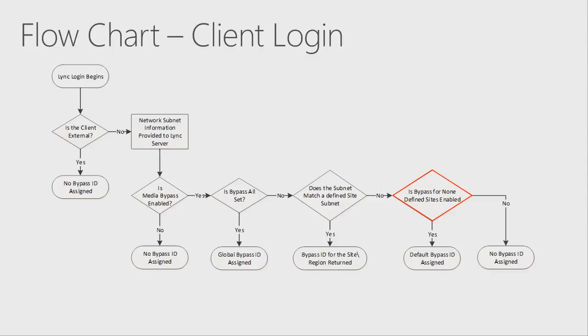Again, this is handy if you've got one or two small offices that have really limited bandwidth from a site-to-site VPN, and you just want to say, here's the two subnets that I actually care about whether we bypass with or not. So we'll assign it the default bypass ID. You've got a small PBX in that office, and it just keeps the media within it. If that option isn't set, and there's no subnet for it to match to, then we just don't assign a bypass ID. Basically, the calls won't bypass. We keep it fairly simple.